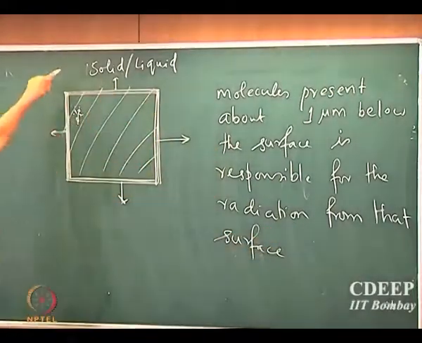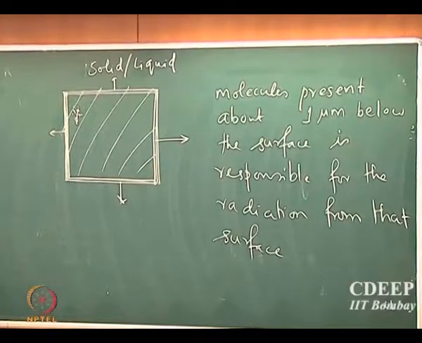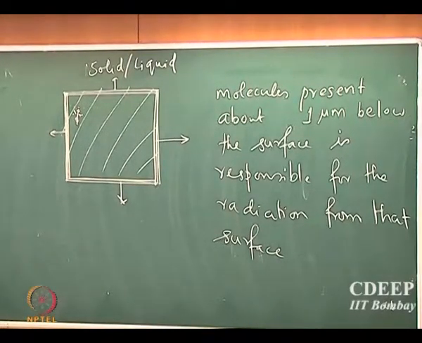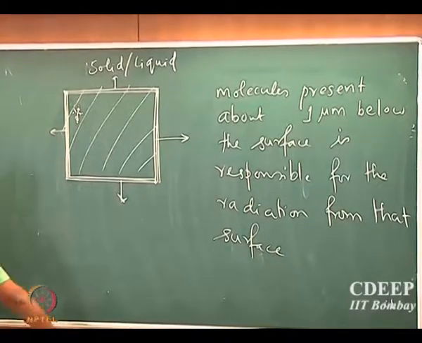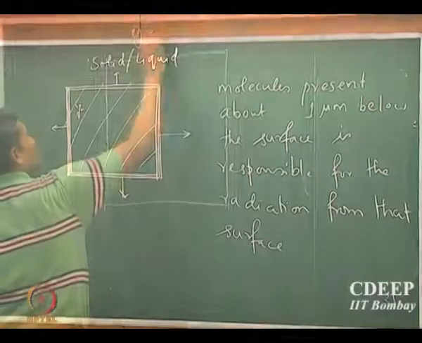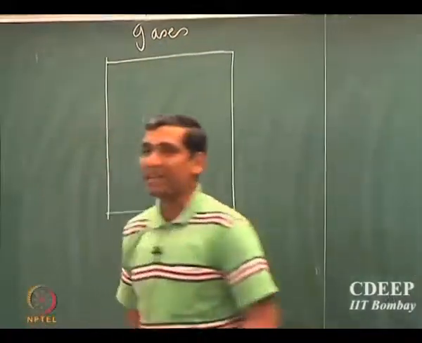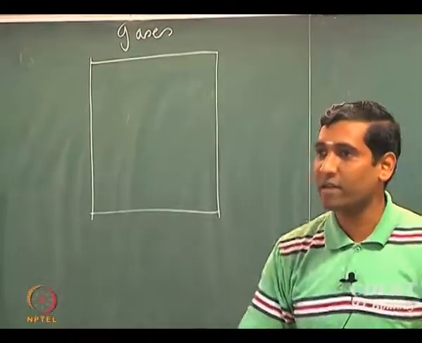Now note that this is true for solids and liquids. It is not true for gaseous systems. Remember that gases also emit radiation. So radiation is emitted by all systems; we observed that radiation is emitted by all forms of matter. When it comes to gases, it is slightly different, because the density is very small. Density of gases is very, very low.